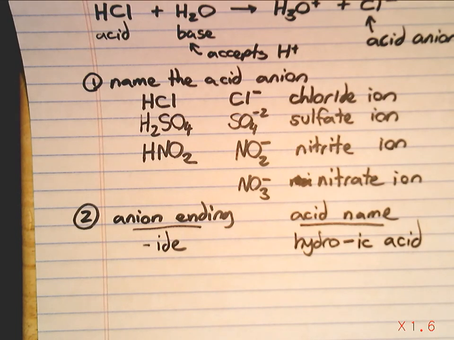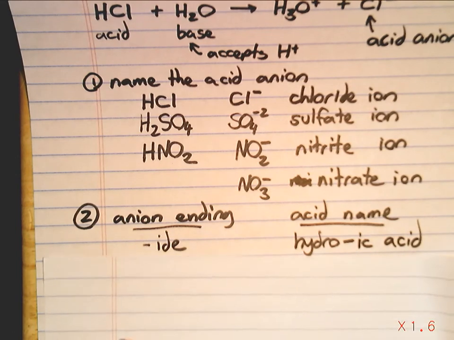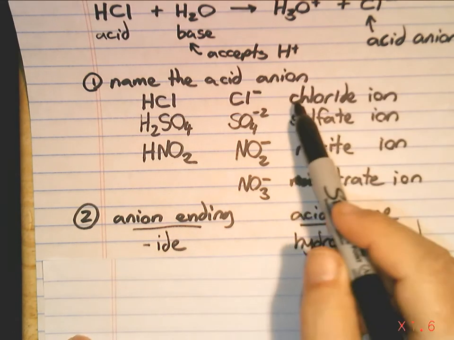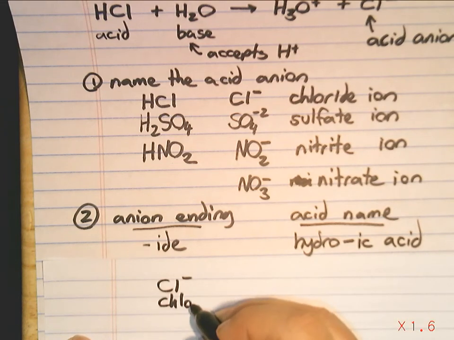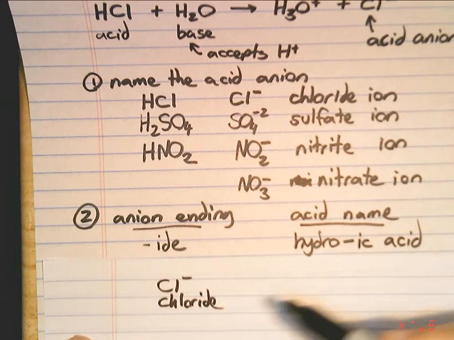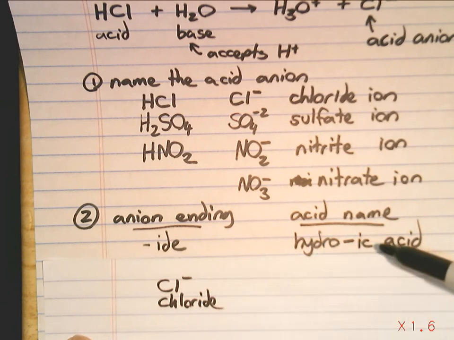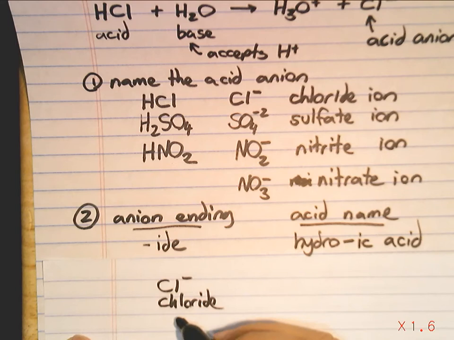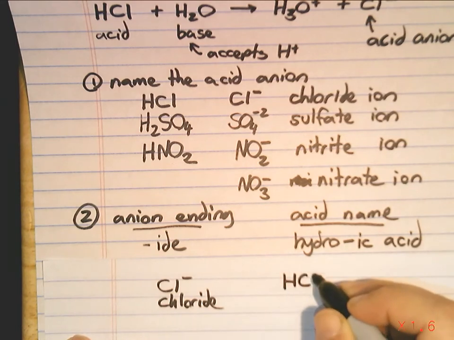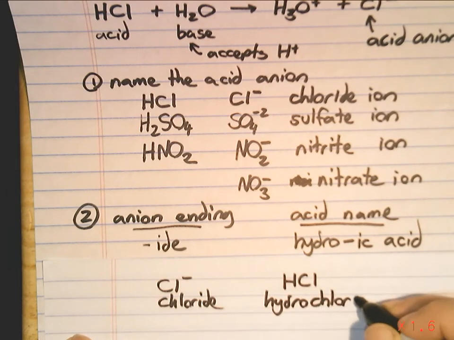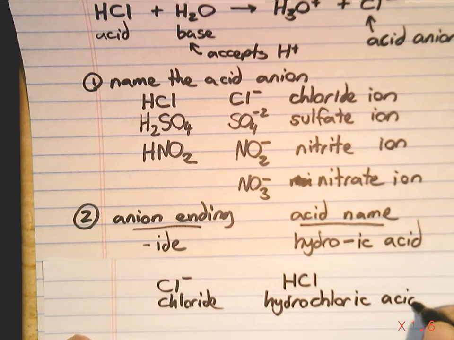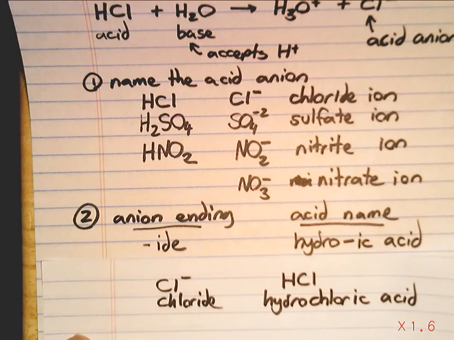For example, let's name the one that we have up here. Here I have a chloride ion. If I take off the IDE and I replace it with a hydro up front and an ic acid on the end, I will have hydrochloric acid. See? So suppose I have this acid.